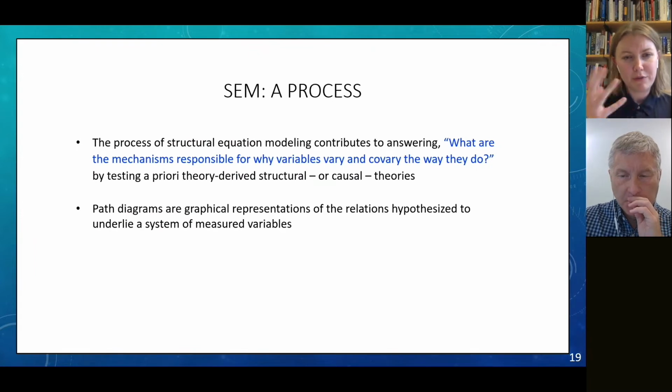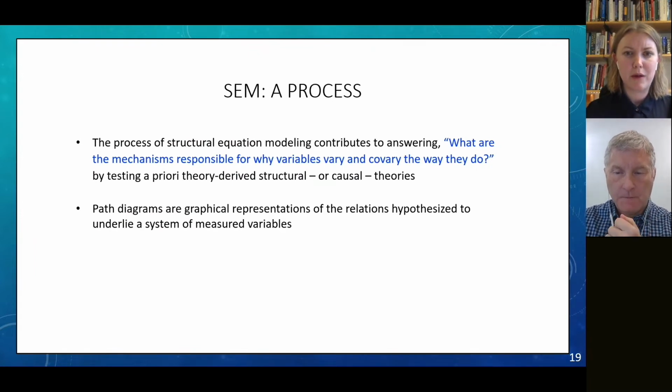So just to sum up this part a bit, SEM is a process. It's a process that contributes to answering what are the mechanisms responsible for why variables vary and covary the way they do, by testing a priori theory-driven structural or causal, so same thing, theories. And path diagrams, the ones that we looked at earlier with the little rectangles and arrows and all that, are graphical representations of the relations hypothesized to underlie a system of measured variables.